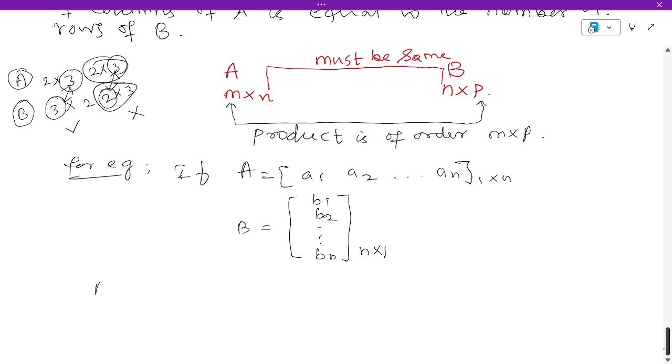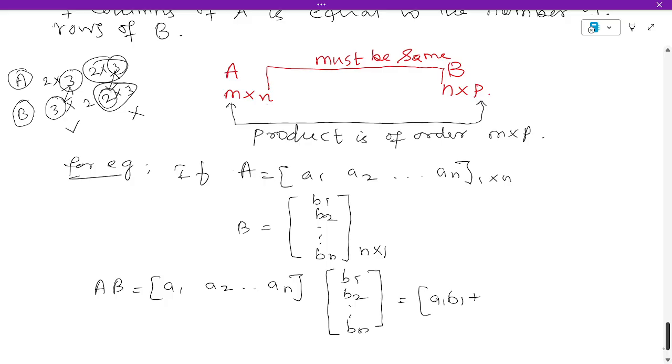Then how can we find AB? AB equals A1, A2, An multiplied with B1, B2, Bn, that is equal to A1 B1 plus A2 B2 plus and so on up to An Bn. You can see that the first matrix's columns and the second matrix's rows should be equal, then the product, what is the final result? The matrix is of order 1 by 1. First matrix number of rows, second matrix number of columns. Okay, so this is the matrix.